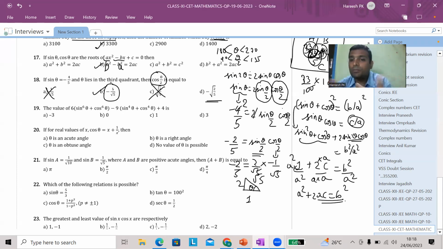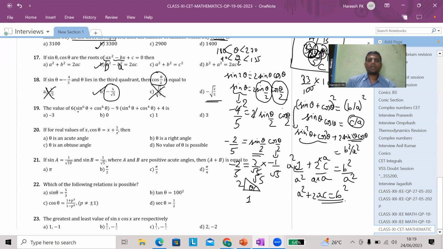Because I'm substituting minus 1 by root 5 for cos theta by 2. And with that assumption, I'm finding out sin theta by 2. And I see that it matches the equation. Okay, next.